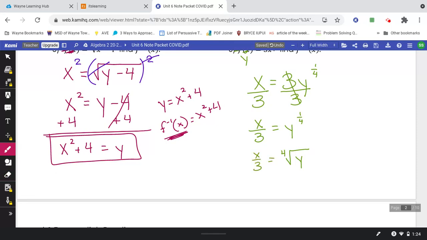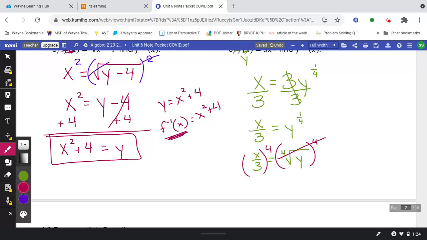And to get rid of the fourth root, you raise it to the 4th power. Those cancel, and you're left with y by itself. Now over here on the left, x over 3 to the 4th power, we're just going to go ahead and leave it, equals y.